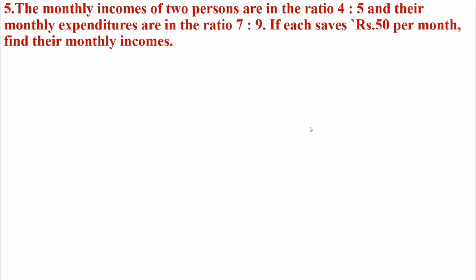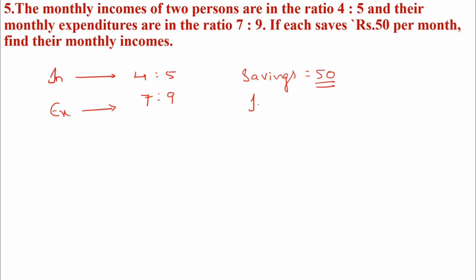Next up. The monthly incomes of two persons are in the ratio of 4 is to 5. They have given incomes 4 is to 5. This is one of the very, very important problems, and I am going to explain it with shortcut methods. Expenditure they have given 7 is to 9. Savings they have given rupees 50. What is saving? Income minus expenditures, you will get savings.